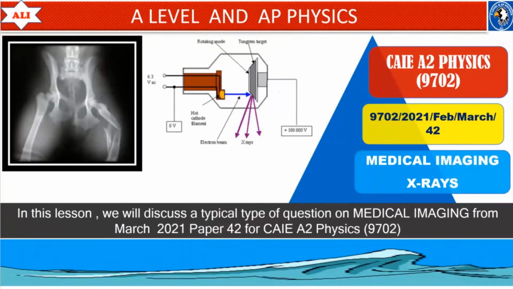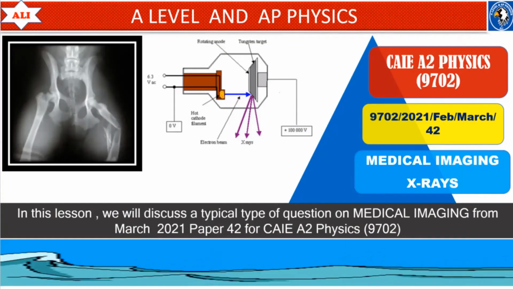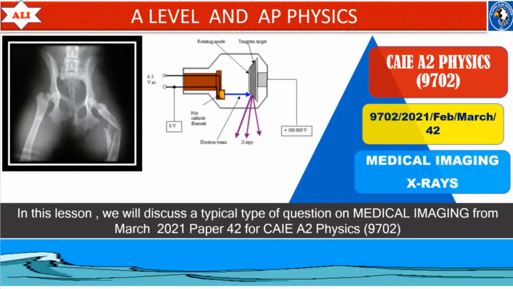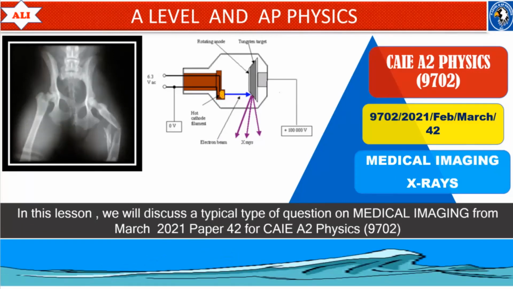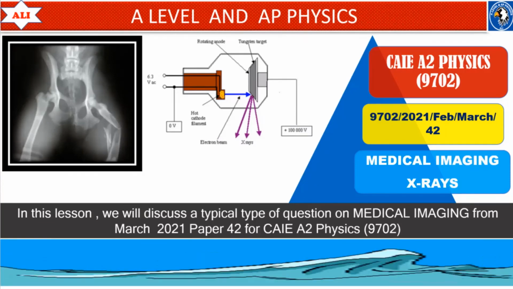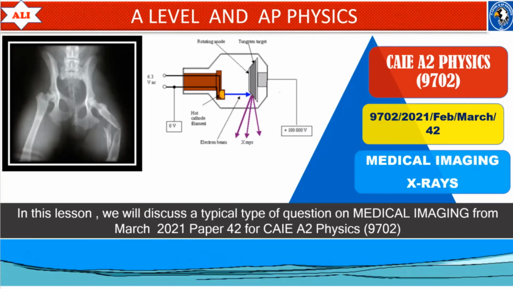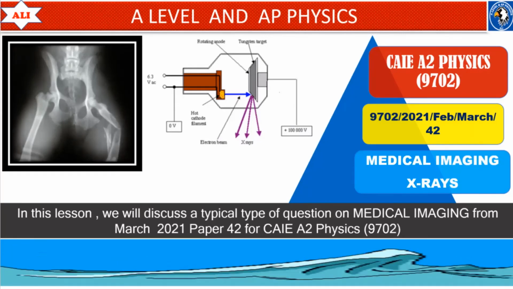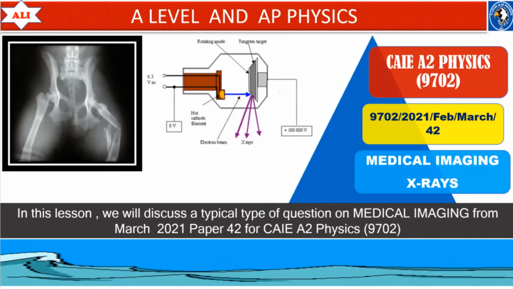In today's lesson, we will discuss a typical type of question on medical imaging from March 2021 paper 4 variant 2. In this question, we will discuss some very important points about X-rays. If you're struggling with X-rays and you're always stuck with questions on this topic, then watch this video carefully, and after watching it, you will be able to handle questions on X-rays with confidence.